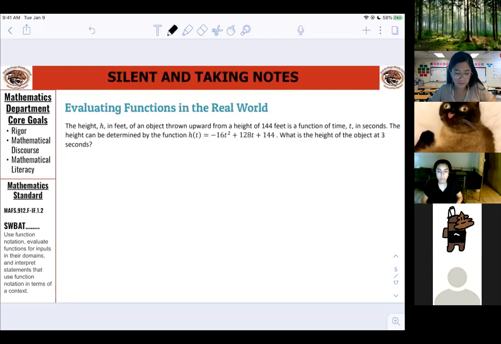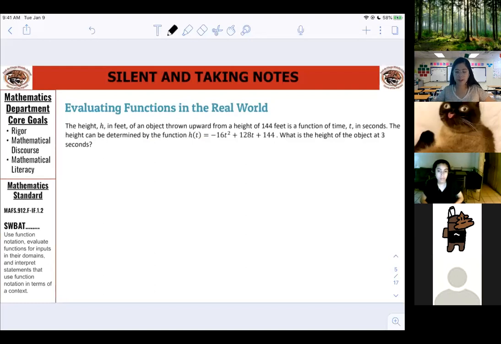The height, h, and feet of an object thrown upward from a height of 144 feet is a function of time, t in seconds. The height can be determined by the function h and parentheses t equals minus 16t to the power of 2 plus 128t plus 144. What is the height of an object at 3 seconds?